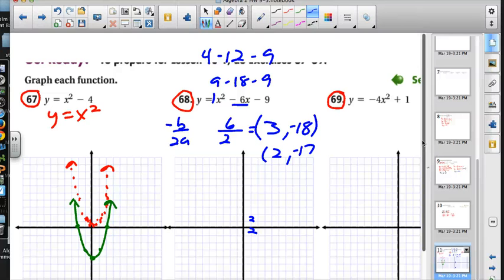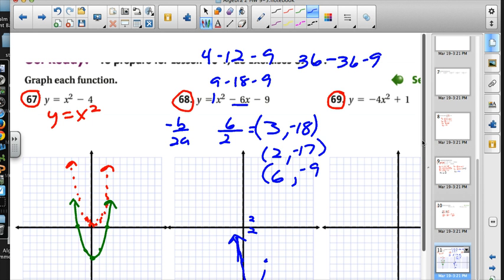So how about if I try something like 6 and see what happens? 6 squared is 36, so 36 minus 6 times 6 is 36 minus 9. Looking a lot better there, so 6, 2, 4, 6, negative 9. And symmetry, equal but opposite on the other side. And that is enough for me to see the curve here and get that drawn. So there it is. All right, then number 69.